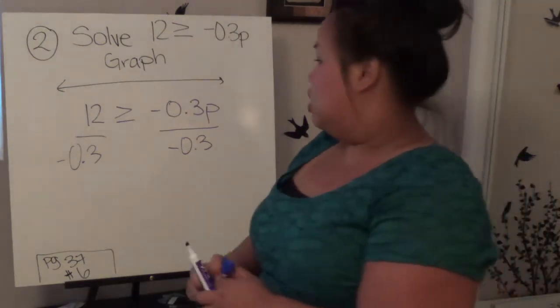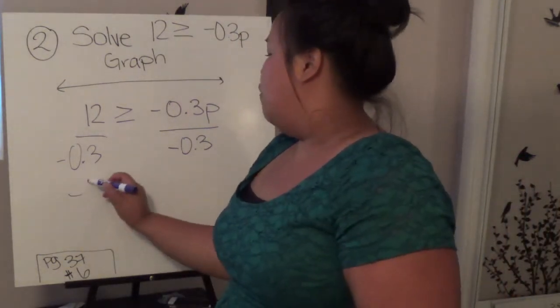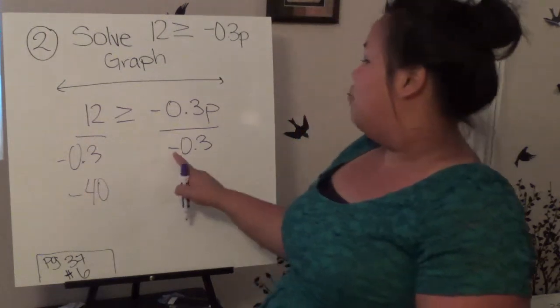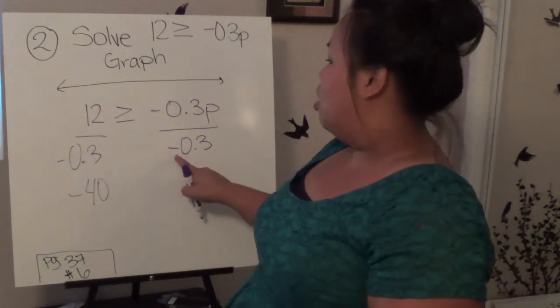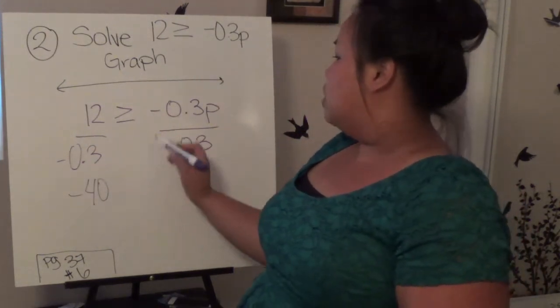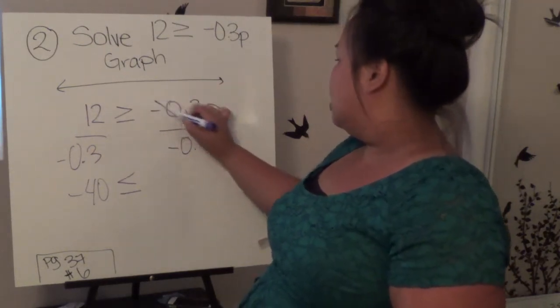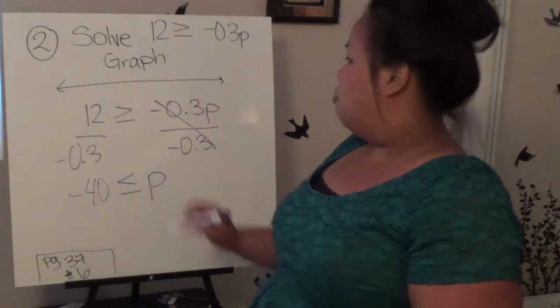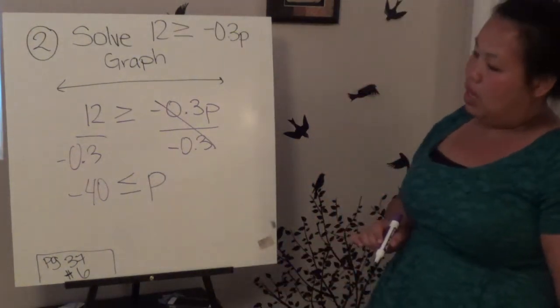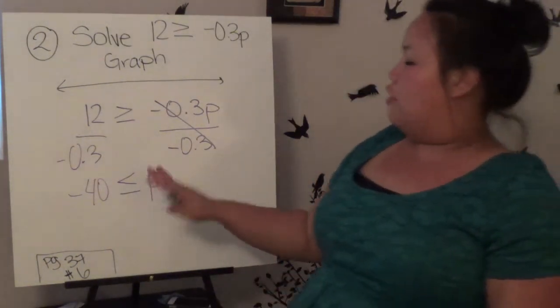So this is -40. But what did I do here? I divided it by a negative number, so this then flips. So instead of greater than or equal to, it's less than or equal to, and since these cancel out, I end up with p. Okay? So because it's on here, it flipped.